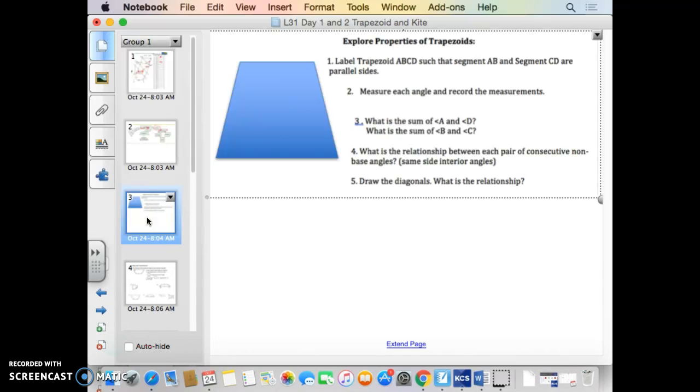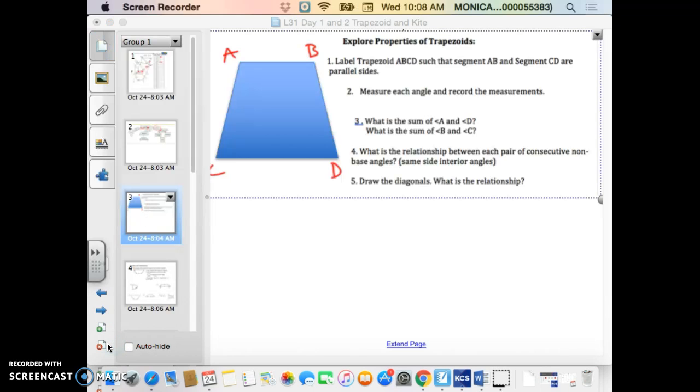So you're going to pause this video and label this trapezoid before we get started. We'll call it A, B, C, D. So we'll call this A, B, C, and D. And then you're going to measure each angle, record the measurements, and find the sums and see what special relationships you can discover. So go ahead and pause the video at this time.